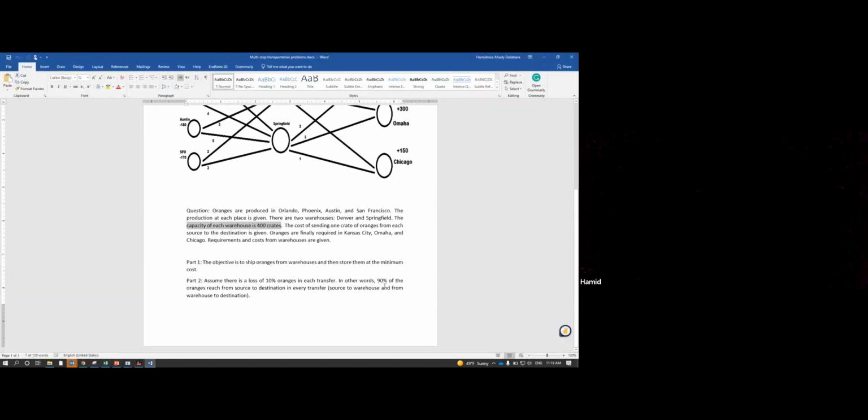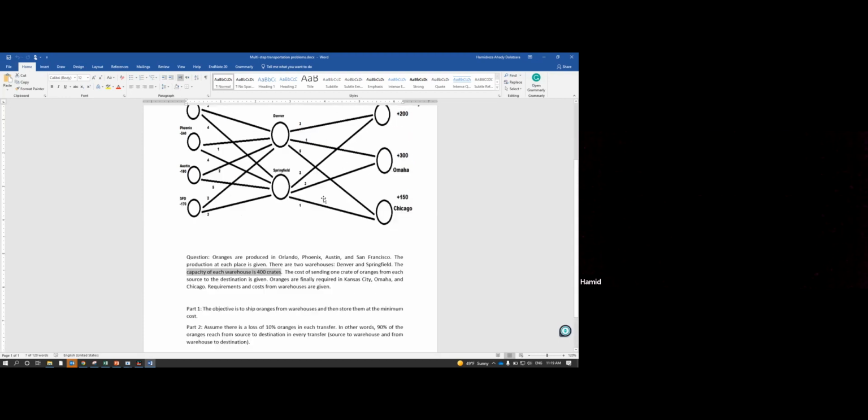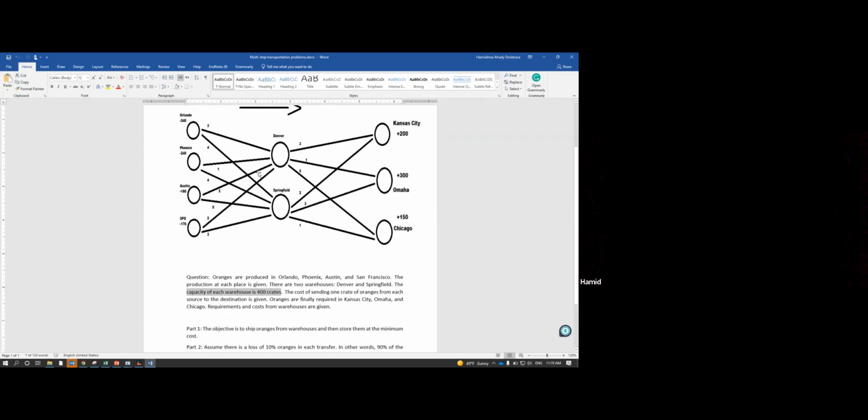Assume there's a loss of 10% of oranges in each transfer. In other words, 90% of the oranges reach from source to destination in every transfer. So from the first transfer, which is supply to warehouse, you lose 10%. From warehouse to the demand point, you also lose another 10%. So we want to minimize the cost, fulfill the demand, and at the same time consider the 10% possible loss.